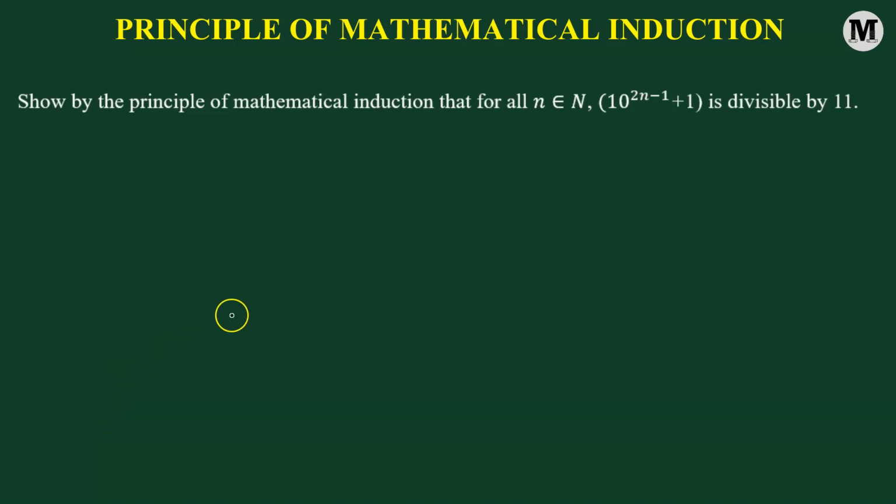Show by the principle of mathematical induction that for all n belonging to the set of natural numbers N, 10 raised to the power of 2n minus 1, plus 1, is divisible by 11. So here, in this particular problem, we are given an expression 10 raised to the power of 2n minus 1 added to 1. So we need to show that this particular expression is always divisible by 11 regardless of any natural number that we choose.